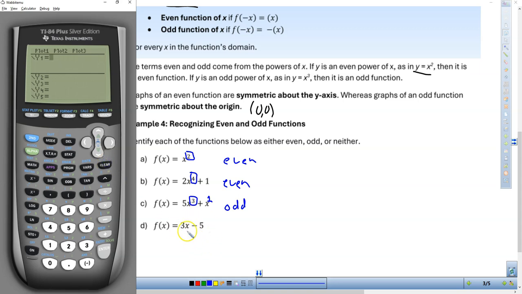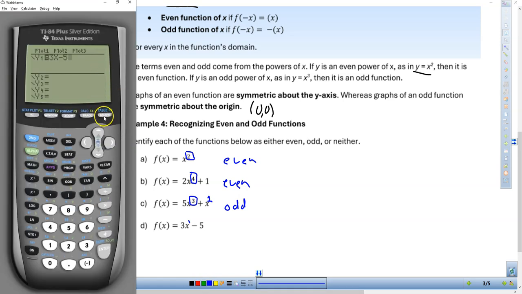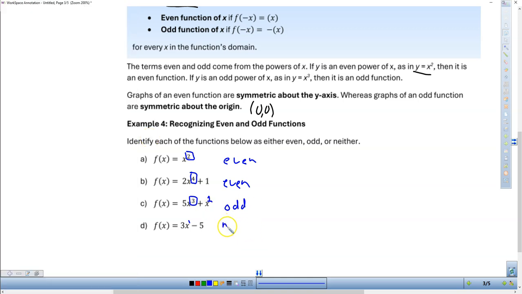Now, the one thing I want to point out is this last one, 3x minus 5, because even though x is to the first power, does that mean that it is an odd function? This is a thing of caution I want to give you, because when I plug this function in, notice it is a line, but remember, for it to be an odd function, it needs to operate around the origin. This function does not operate around the origin, which means this is neither. So this is something to keep in mind if you're working with linear functions.